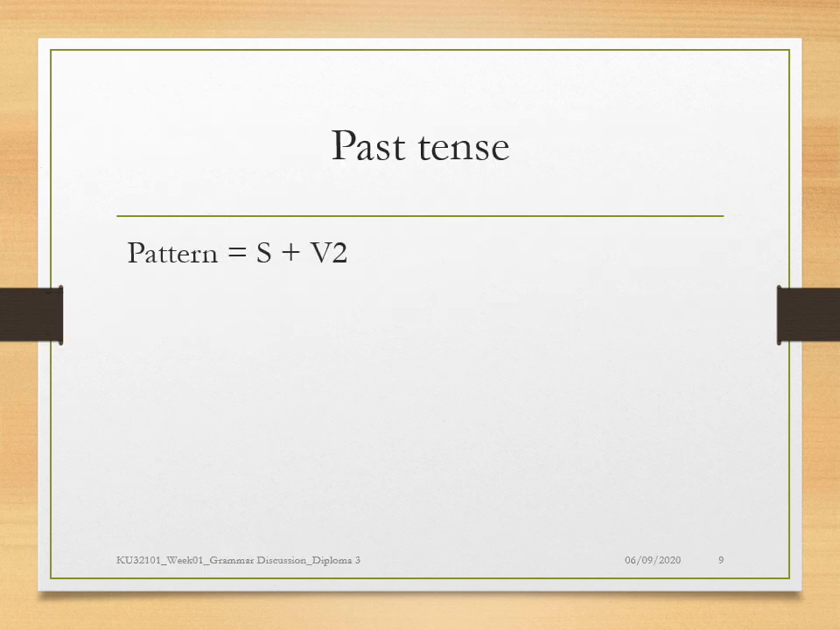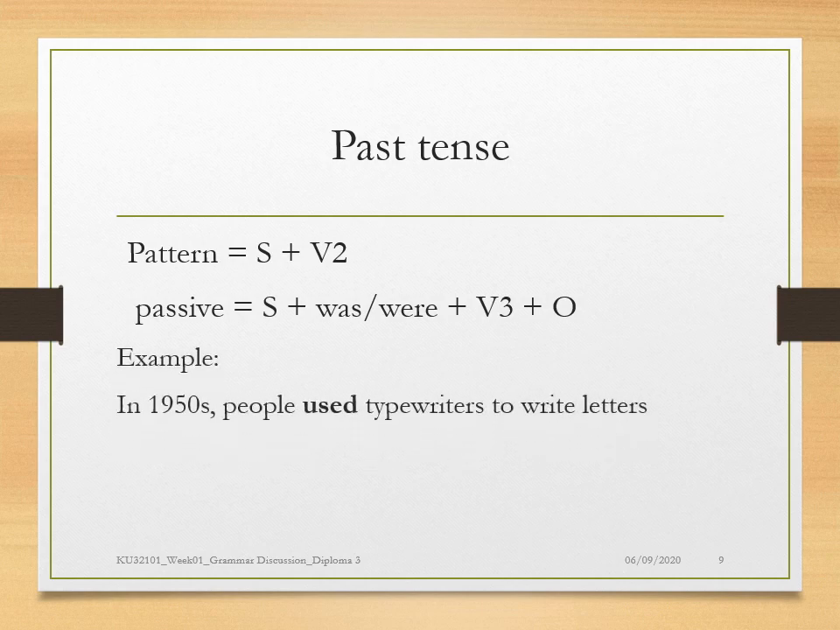Now we will go to the technical information on what past tense is. I bet you all know the formula for past tense. There you go. For the pattern in the active, subject plus verb 2. The passive is subject plus was or were plus verb 3 plus the object. Okay. For example, in the 1950s, people used typewriters to write letters. In the 1950s, typewriters were used to write letters.